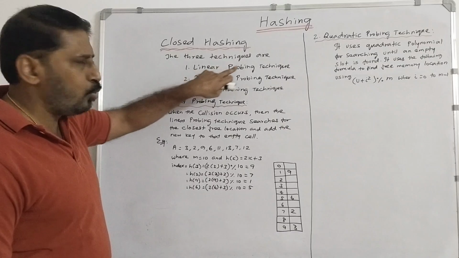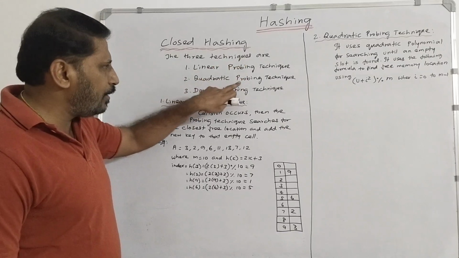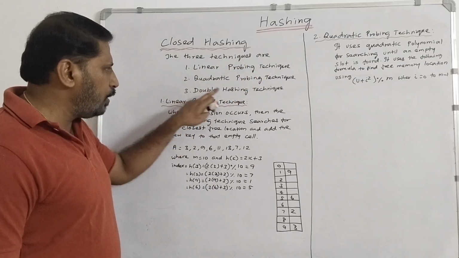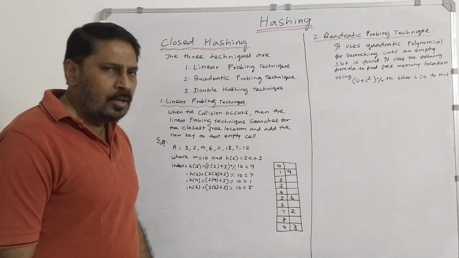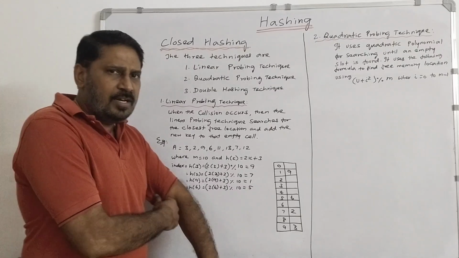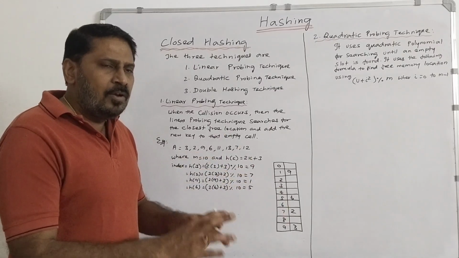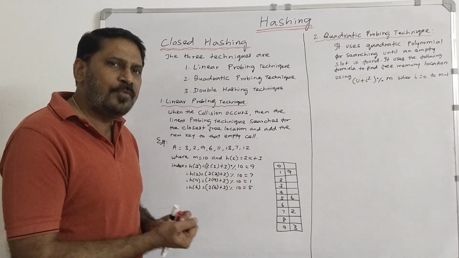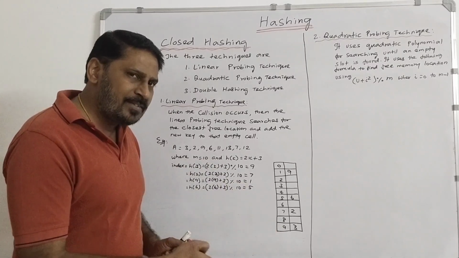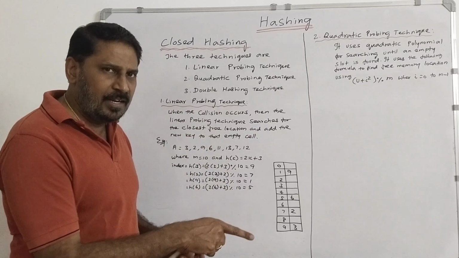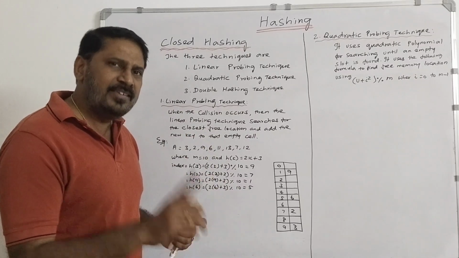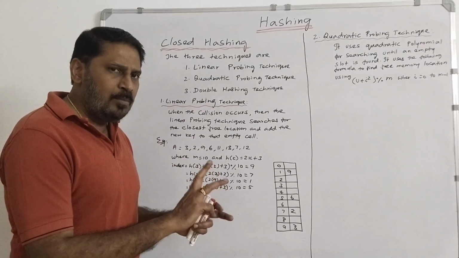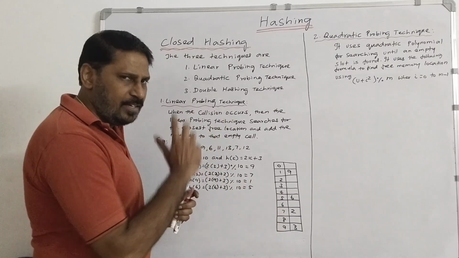One is the linear probing technique. The second one is the quadratic probing technique. And the third one is the double hashing technique. The ultimate goal of all three techniques is to access one data item from the table. At the time of accessing through the hashing technique, the number of accesses is one only. That is the most important advantage of the hashing technique.